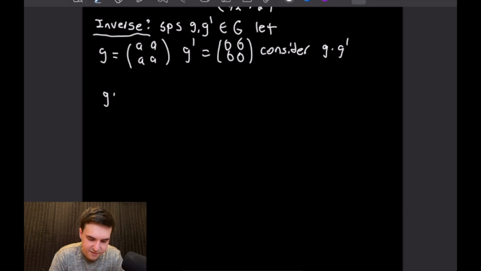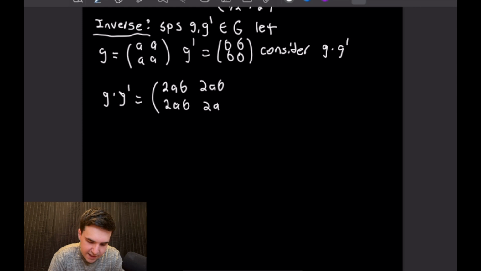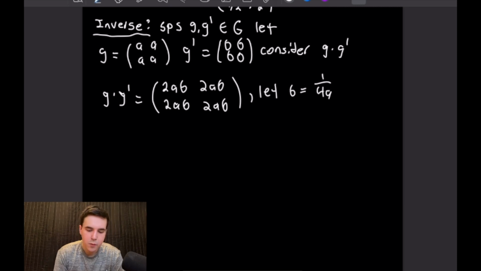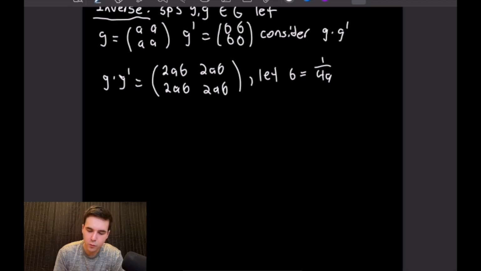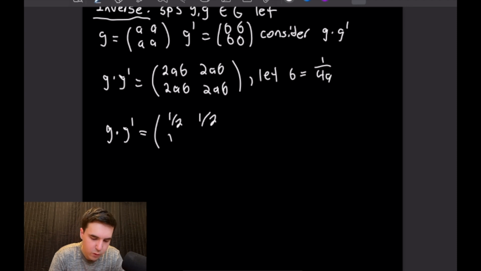Well, like I said, we've already done this exact calculation before, so we can just write out what that's going to be, and that's going to be 2AB, 2AB, 2AB, and 2AB. And what we want to find is a value for B that will just return the identity matrix, or 1/2 in this case. And it's pretty easy to see what that's going to be. So if we let our B here be equal to 1 over 4A, when we plug that value in for B, we will find that we have gotten exactly the identity. So if we let B equal 1 over 4A, we will have that G times G prime is equal to 1 over 2, 1 over 2, 1 over 2, and 1 over 2, which is exactly equal to the identity.